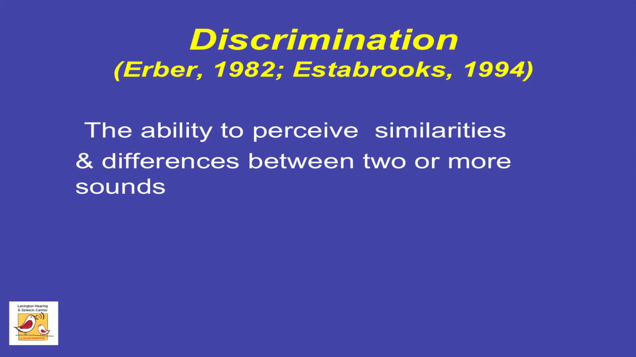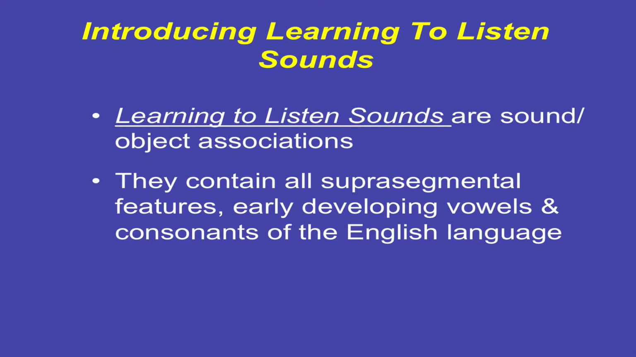The next stage of listening is discrimination. This is the ability to tell the difference between 2 sounds, or if the 2 sounds sound alike. This is also the stage to introduce the learning to listen sounds. The learning to listen sounds are sound object associations. They contain all suprasegmental features, early developing vowels and consonants of the English language.